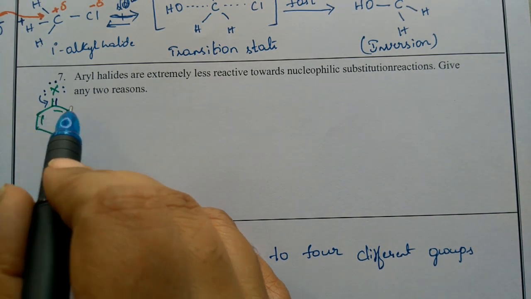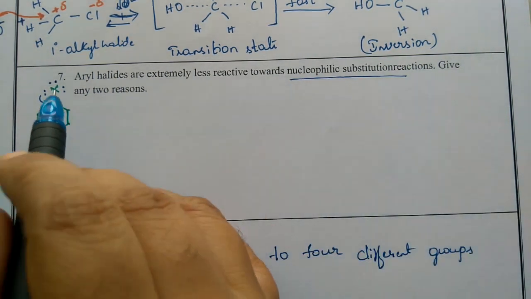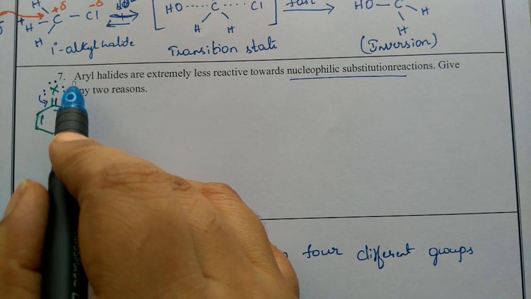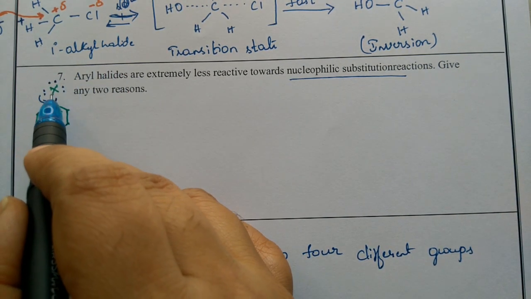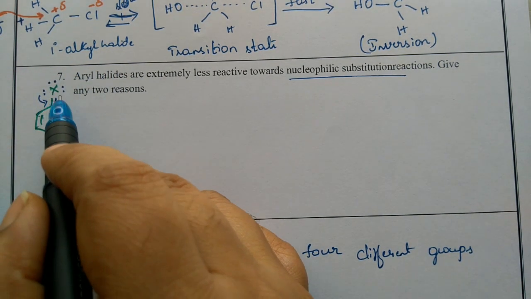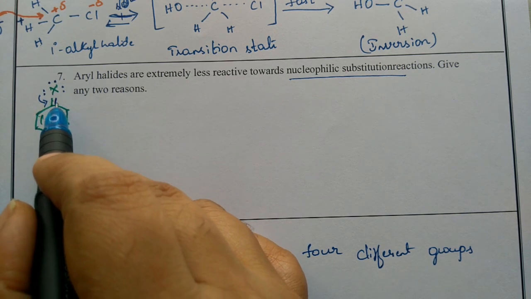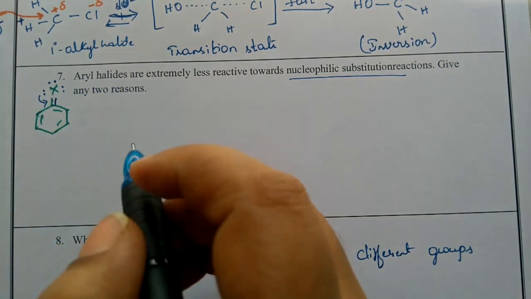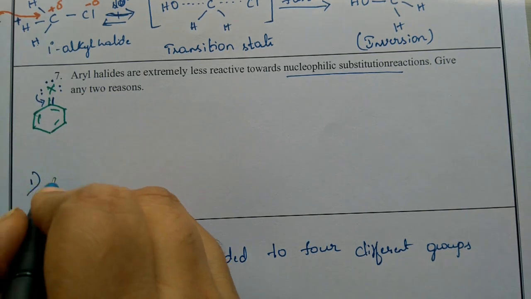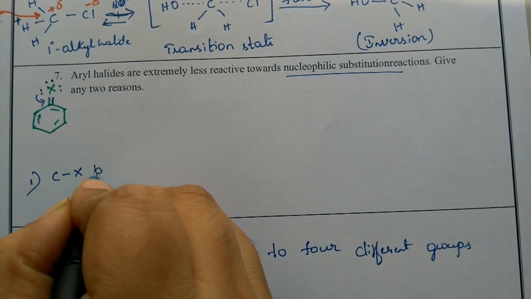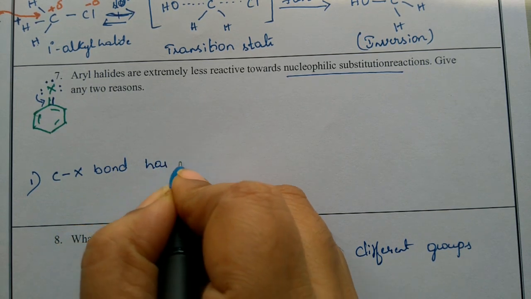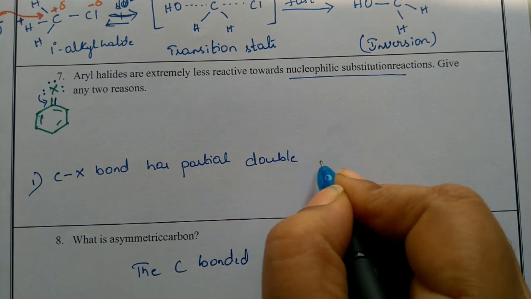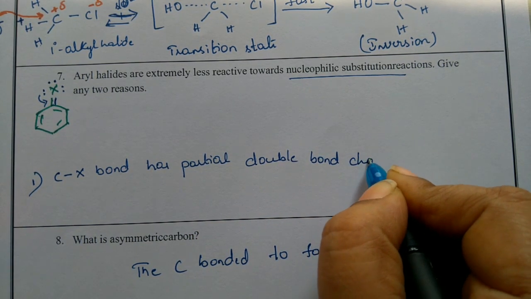If it has to undergo a nucleophilic substitution reaction, the halogen should be eliminated as X minus, and some stronger nucleophile should come and take its position. But here the bond between the carbon and the halogen has double bond character, so bond breaking is difficult. So one reason we can write is that the C-X bond has partial double bond character.